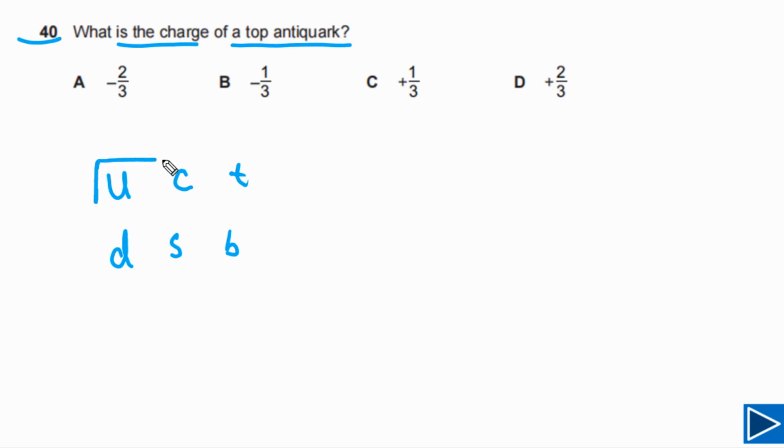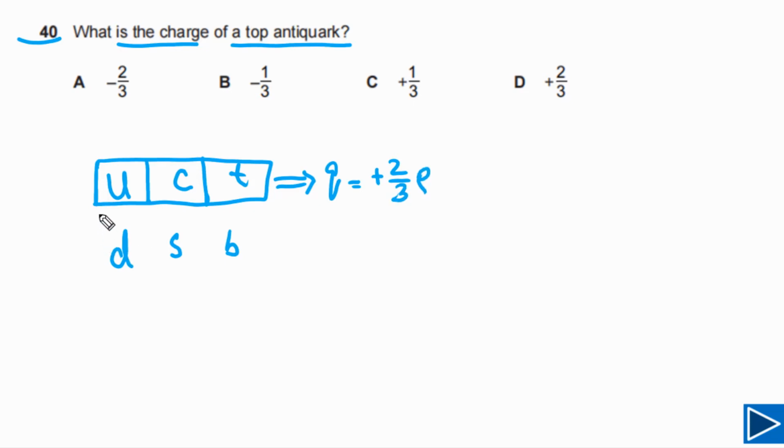If you look at these 3 quarks, the up quark, charm quark and top quark, all of them have the same charge. And the charge on them is equal to plus 2 by 3e. But now look at these 3 quarks: the down quark, the strange quark, and the bottom quark. All 3 of them have the same charge, and the charge on them is equal to 1 over 3e.